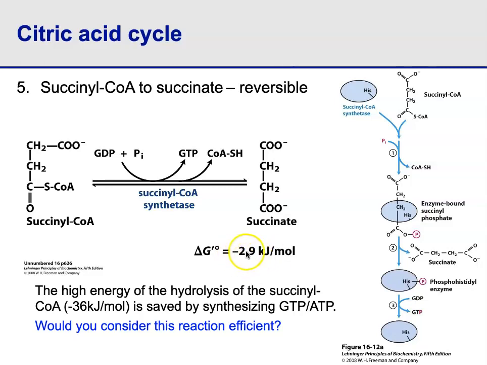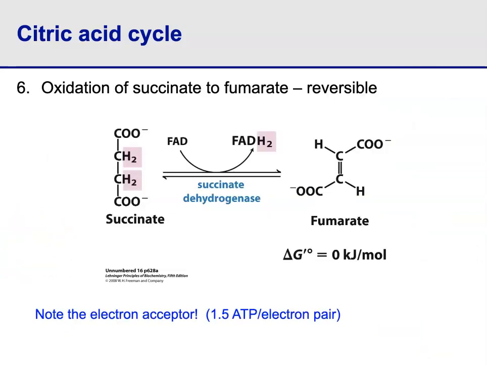So even though the math is not perfect, you could say that this is a fairly efficient reaction in terms of the energy that was harvested and that was reinvested into ATP. The following reaction is the conversion of succinate to fumarate by oxidation of succinate, catalyzed by succinate dehydrogenase. Again, a reversible reaction. It's not surprising that delta G is close to zero in this case, so it's easy to move this reaction backward and forward.